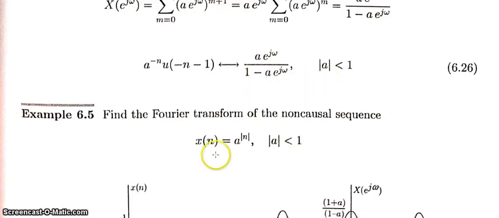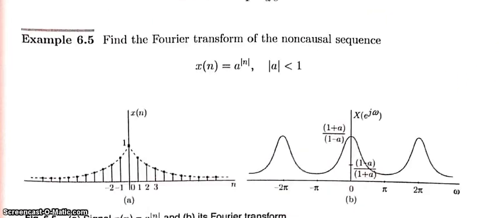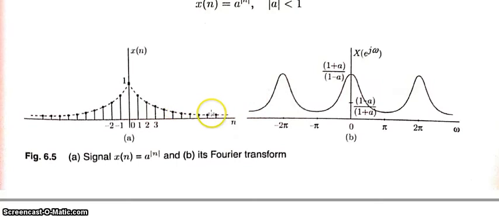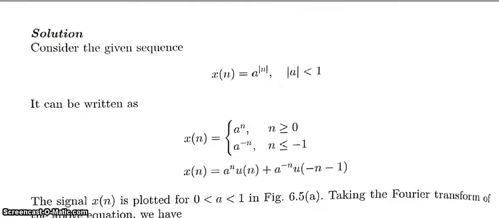Now find the Fourier transform of the non-causal sequence x of n is equal to a raised to modulus of n and mod a less than 1. Okay, and we know this is the sequence x of n. It is a double-sided sequence a raised to modulus of n, and we know mod n means it is n when n is positive and it is minus n when n is negative. Okay, so we get x of n as a double-sided sequence which is extending from minus infinity to plus infinity.